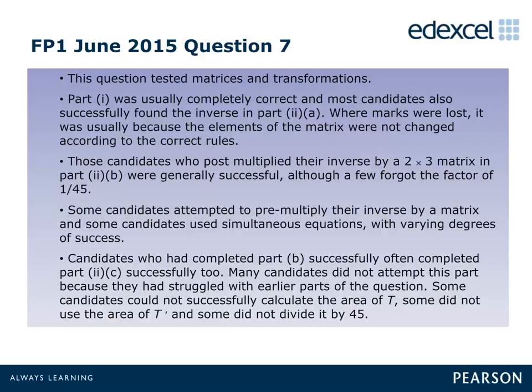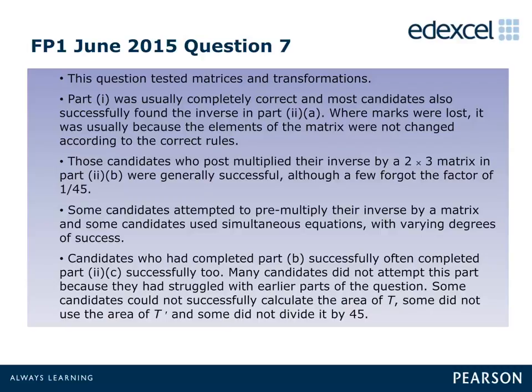Some candidates attempted to pre-multiply their inverse by a matrix, and some candidates used simultaneous equations, with varying degrees of success. Candidates who had completed Part B successfully often completed Part 2c successfully too. Many candidates did not attempt this part because they had struggled with the earlier part of the question.